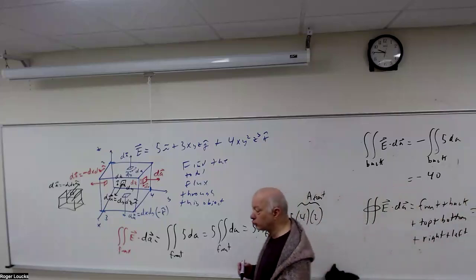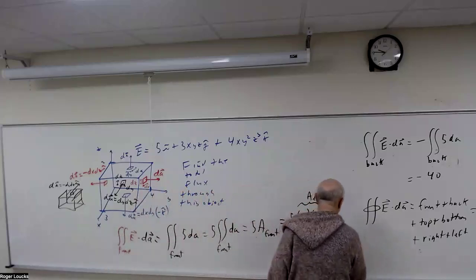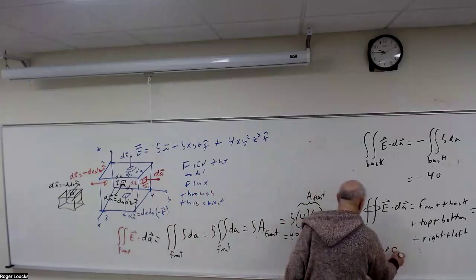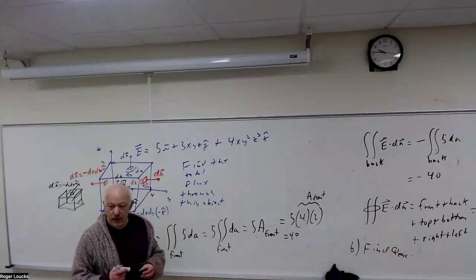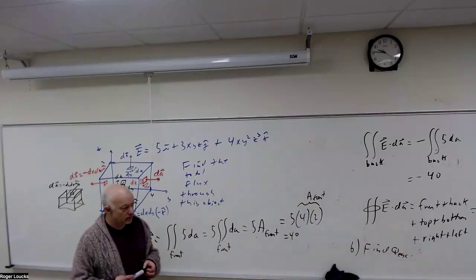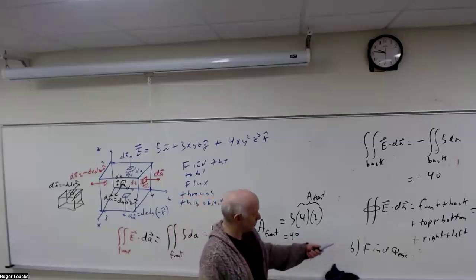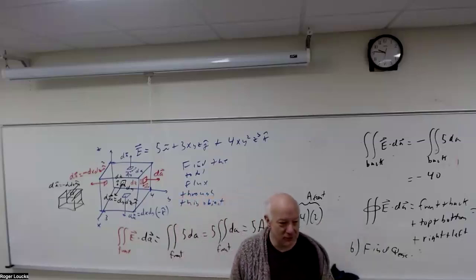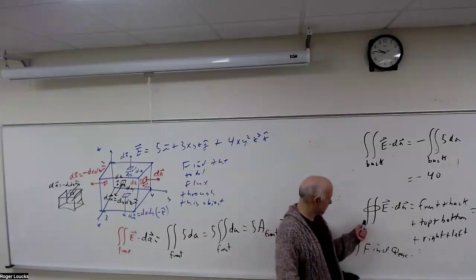Now, suppose I want to know the total charge enclosed in that box. So for part B here, find Q enclosed. What would then be the charge enclosed in that box? Why? I don't know. Hey, why might I ask you to calculate the total flux for all the sides, and then ask you Q enclosed? What is this connected with?